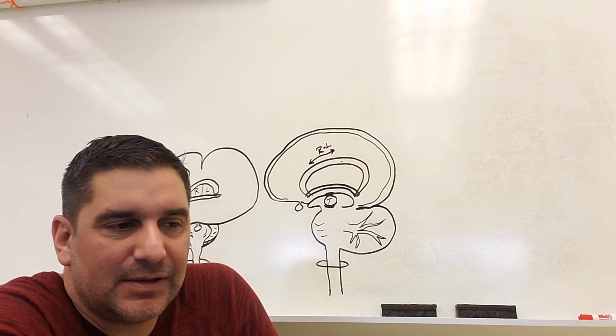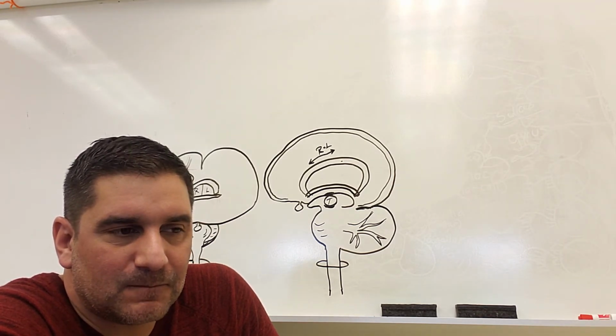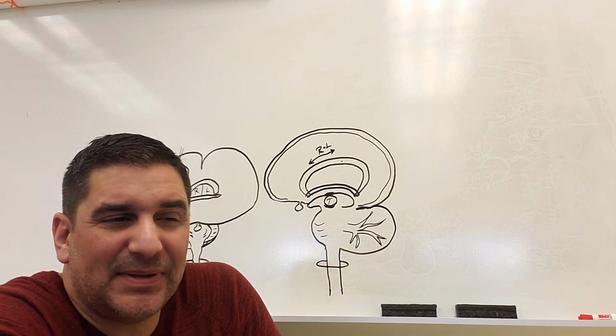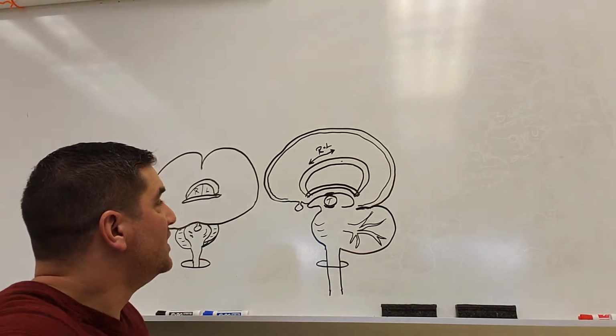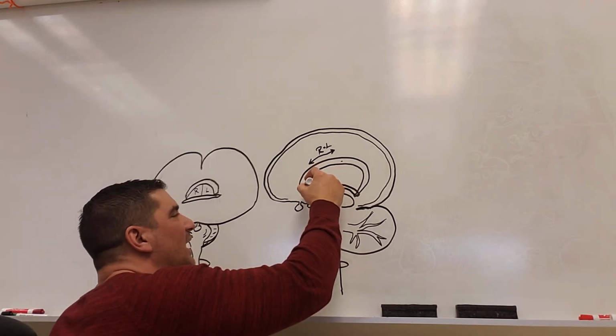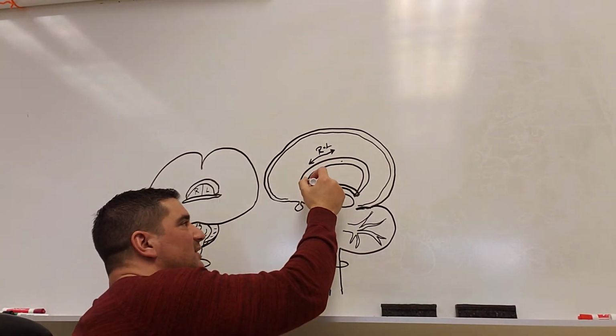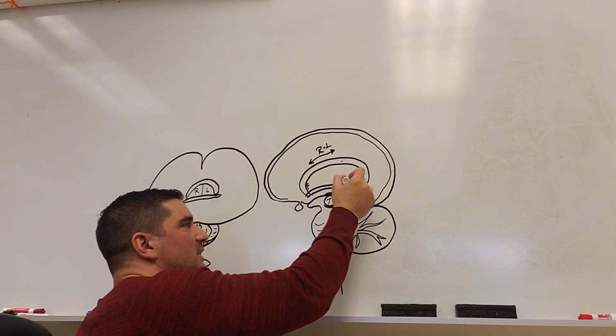It starts with an E. So it's ependymal cells. Inside of here, this is lined, and you can see them. When we do the dissection, you'll be able to see them. They look fuzzy. This is lined with ependymal cells.